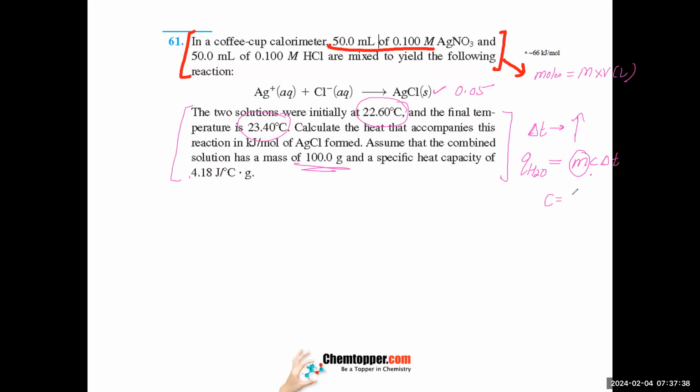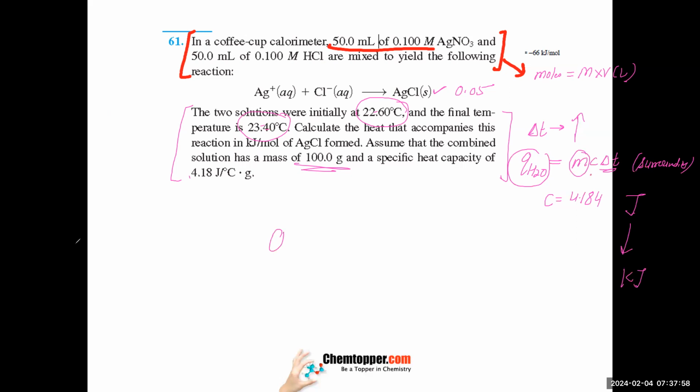C is 4.184. That will be given to you. You have delta T, this one. And this Q of the water is surroundings. And the answer will come in joules. You convert that into kilojoules.